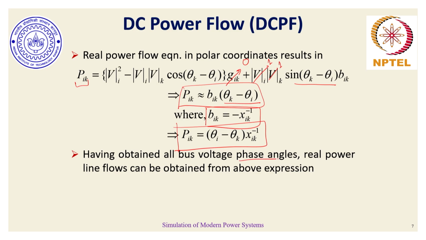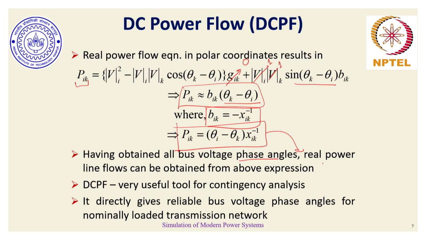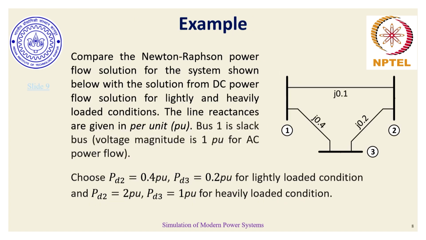Having obtained these phase angles, we can use the above expression to find real power flows, which is where the quick assessment of the impact on the network for a given outage, in terms of contingency, line outage, generator outage, increase in load, decrease in load, or generation change, can be easily obtained in a one-step, time-efficient manner, and that helps the network operators. So, DC power flow provides reliable bus voltage phase angles for nominally loaded high voltage transmission networks.